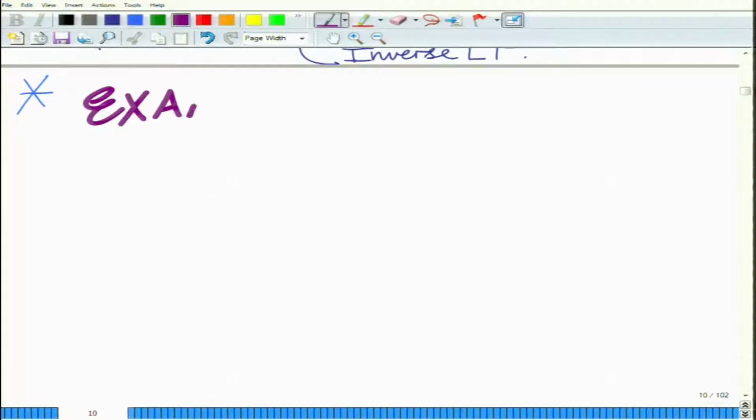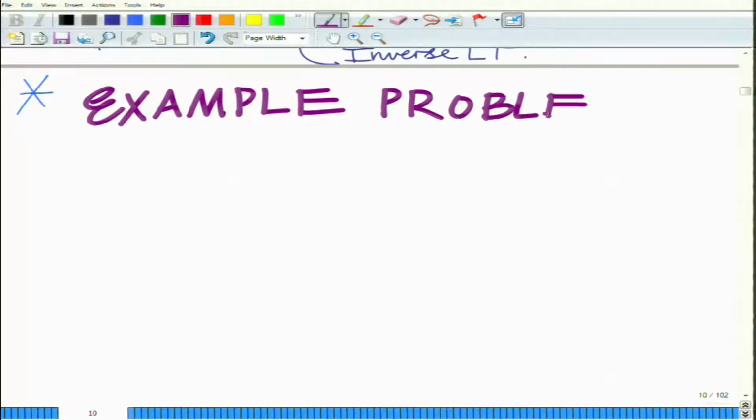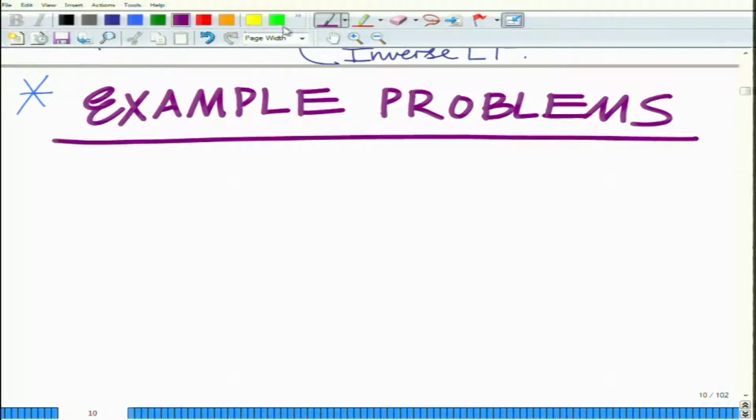So, we are looking at example problems to understand the properties and applications of the Laplace transform. Let us continue our discussion. We want to look at some other example problems for the Laplace transform.